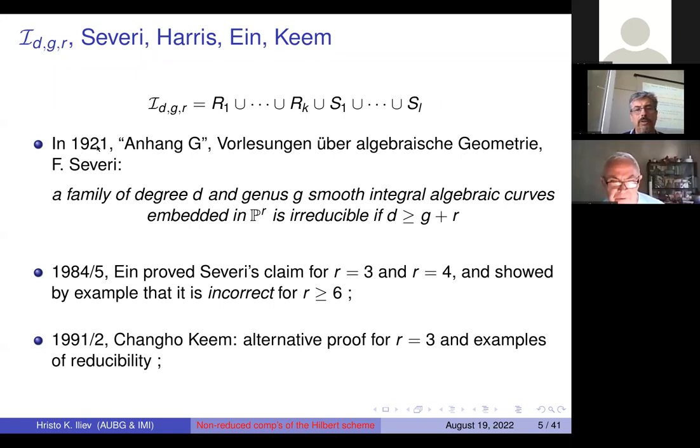The story that I'm going to tell has been more or less inspired by a conjecture made in 1921 by Francesco Severi, who claimed that if d is greater than or equal to g + r, then I_{d,g,r} has essentially only one component. Now, this claim made by Severi has been proven for the cases r = 3 and 4 and shown to be incorrect for r greater than or equal to 6 by Ciliberto in 84-85. And similarly, Chang and Ran have given a proof by different methods of the conjecture, and also given examples that it is incorrect for larger values of r.